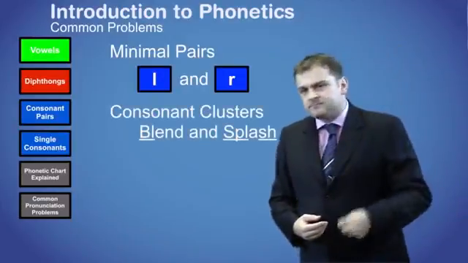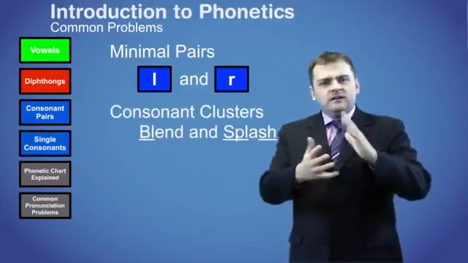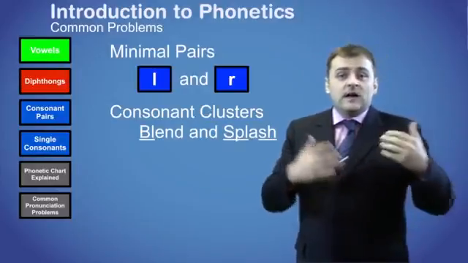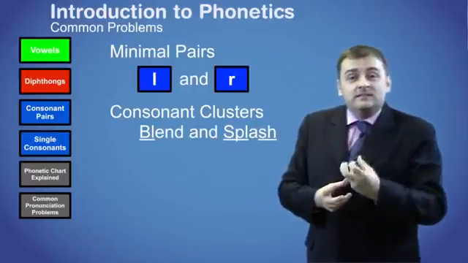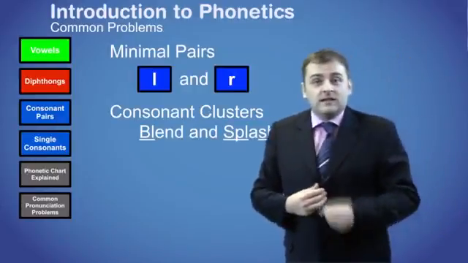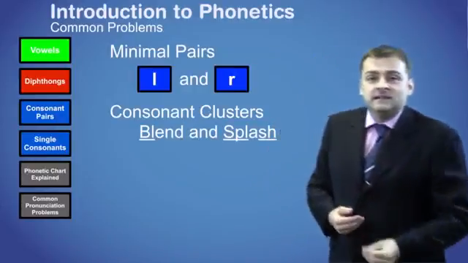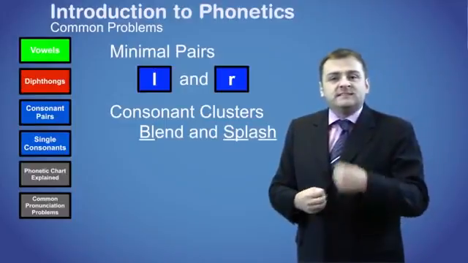Consonant clusters. This is when there are several consonants together without any vowels and that produces a sound that can be difficult to pronounce, like bl in blend and sh in splash.